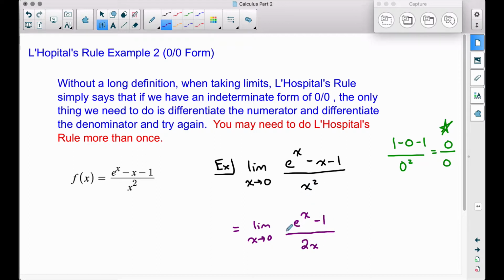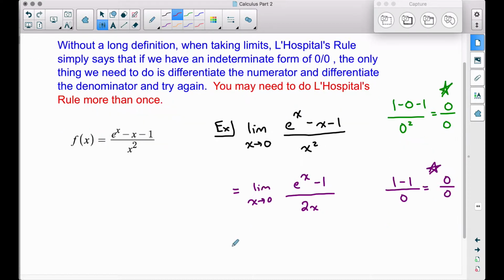The derivative of our denominator is going to be 2x. So let's try direct substitution yet again. Plugging in 0, we have e to the 0, that's 1, minus 1, all over, plugging in 0 again, 2 times 0 is 0. Well, notice we have 0 over 0 again. So you may need to do L'Hopital's rule more than once. So one more time, let's see if we can get it on this one.